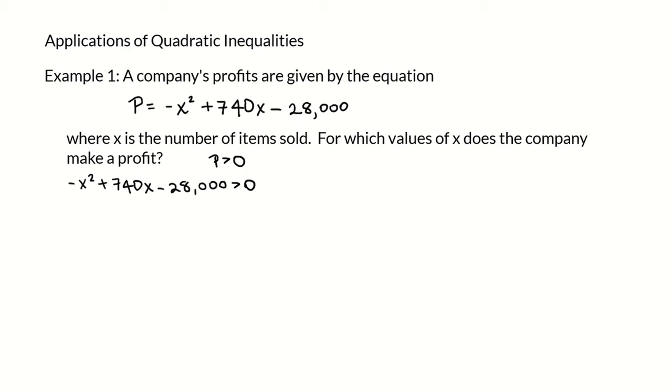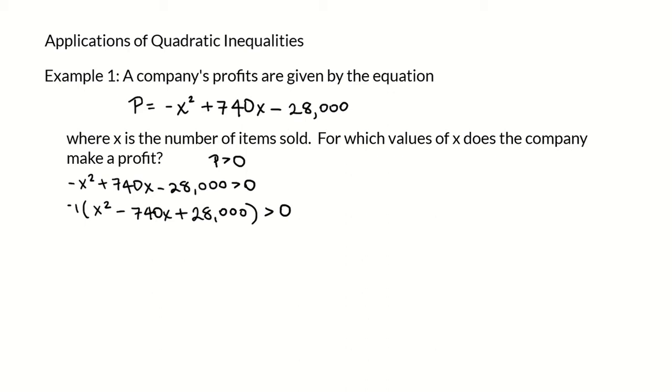Now to solve this quadratic inequality, we need all terms on one side, which we have, and then we'll factor this equation. One thing that would make this easier to factor is if we take out a negative 1 from each of the terms. So if we divide by negative 1, then we would have negative 1 times x squared minus 740x plus 28,000. So taking out a negative 1 just changes the signs of our inequality.